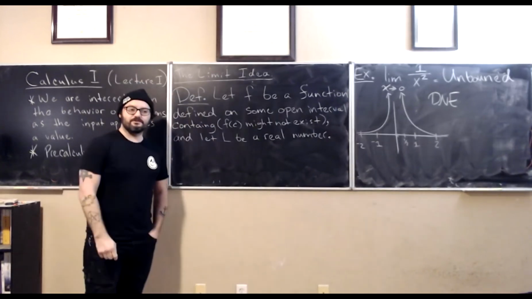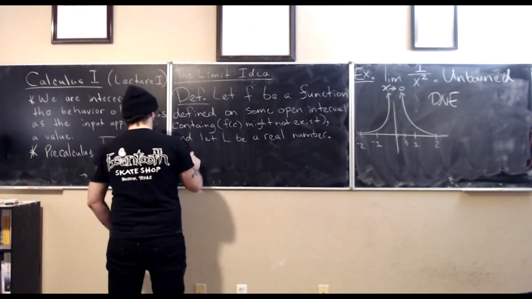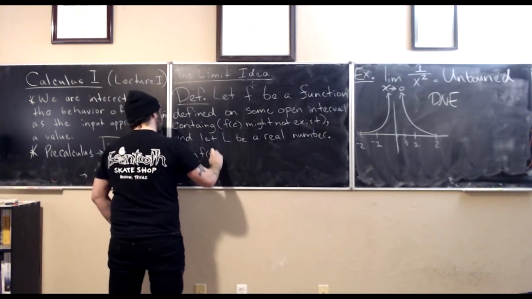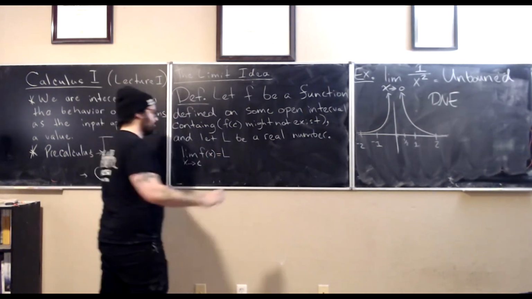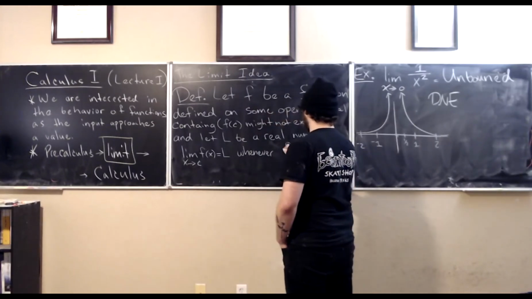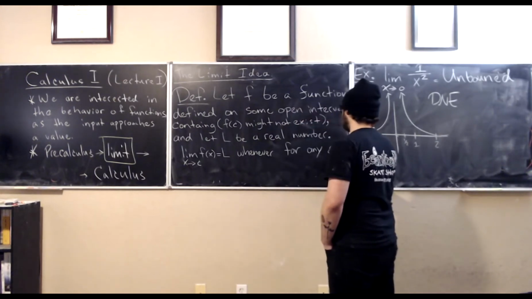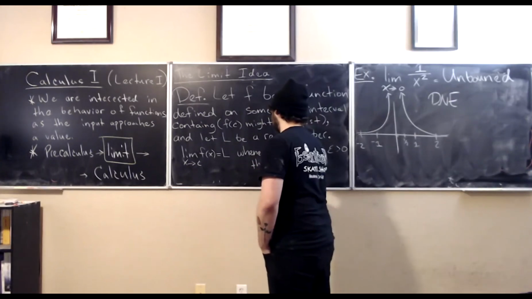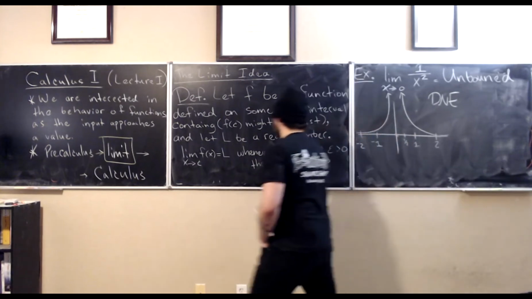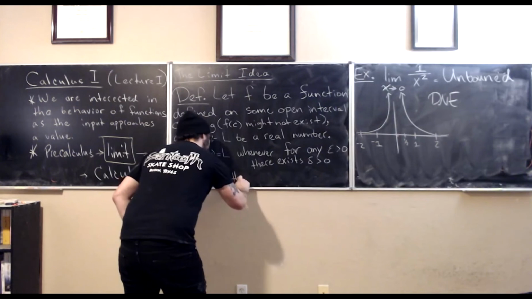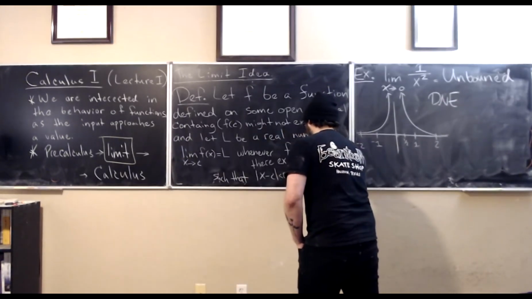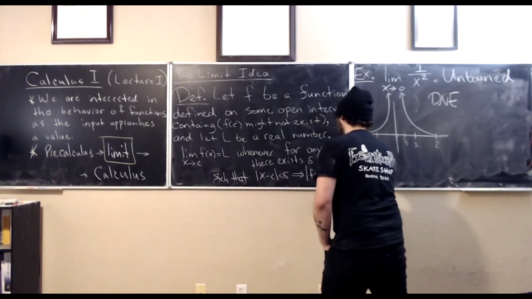Okay. Now, bear with me on this formal definition. Hopefully it will all make sense. We say that the limit as x approaches c of f of x is equal to L whenever, for any epsilon greater than 0, there exists a delta greater than 0 such that |x minus c| less than delta implies |f of x minus L| less than epsilon.